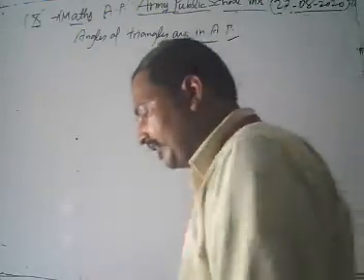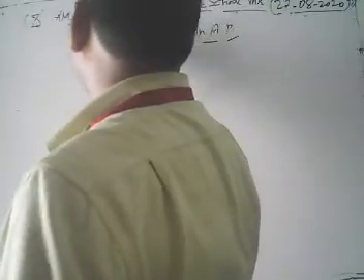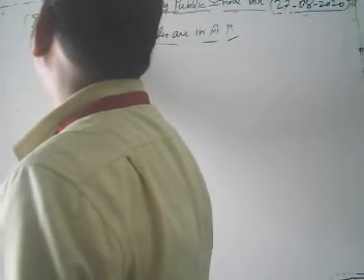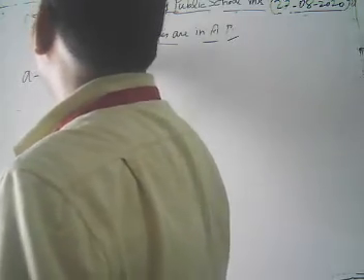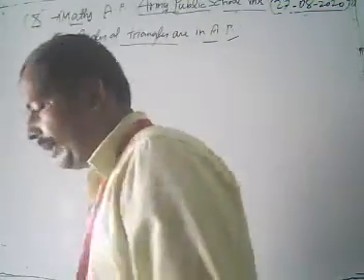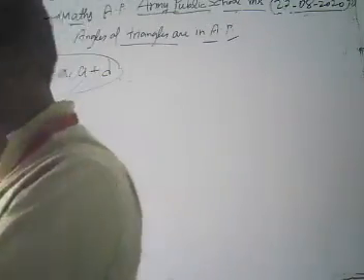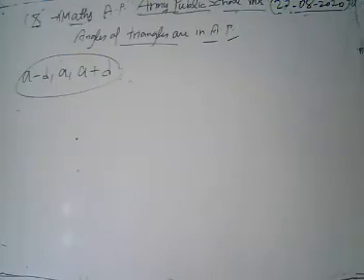whenever we take 3 numbers or 4 numbers or 5 numbers in AP, we have to follow some rules. Just look, here we have to take 3 numbers. Whenever we take 3 numbers in AP, we have to take them as a minus d, a, a plus d. Keep in mind that whenever we take 3 numbers in AP, we use the numbers a minus d, a, a plus d.